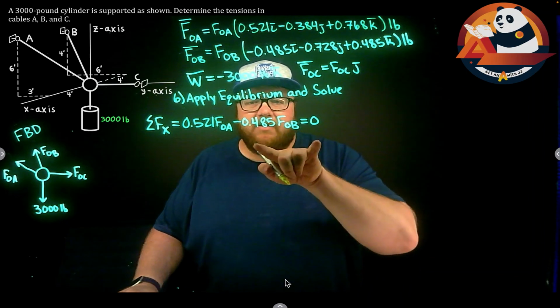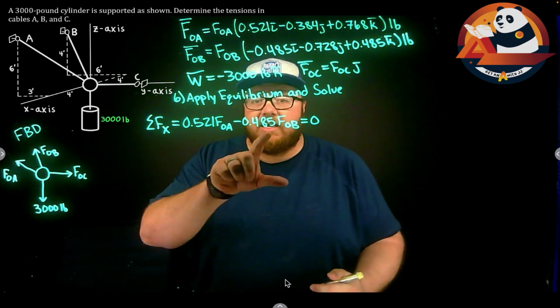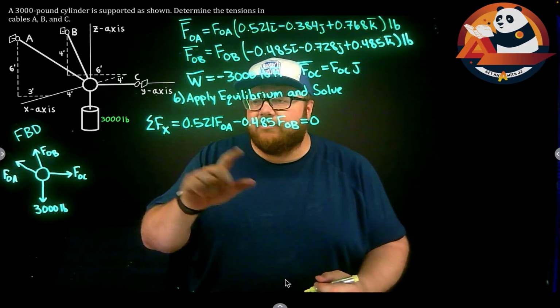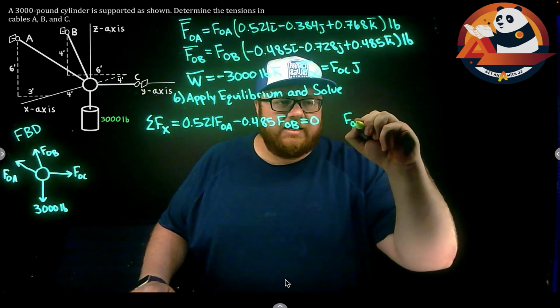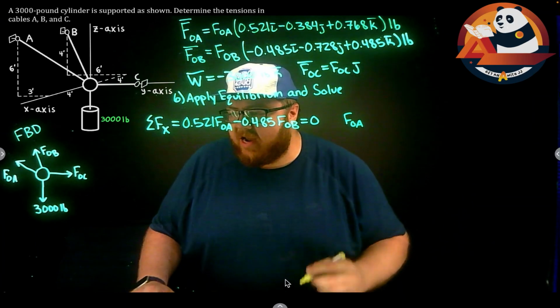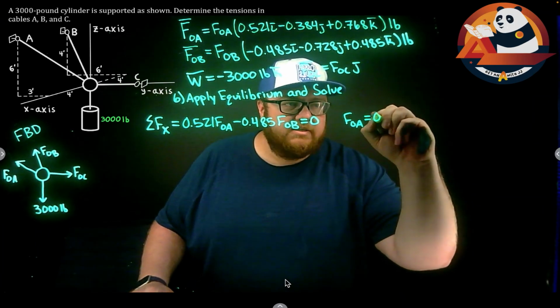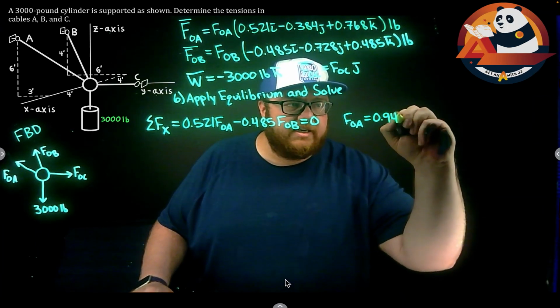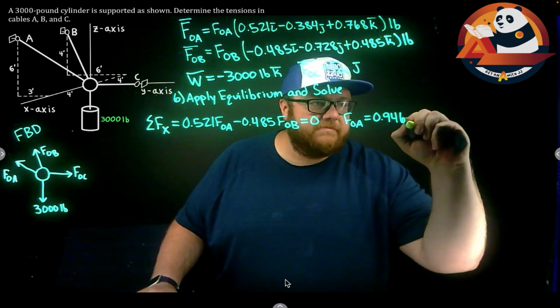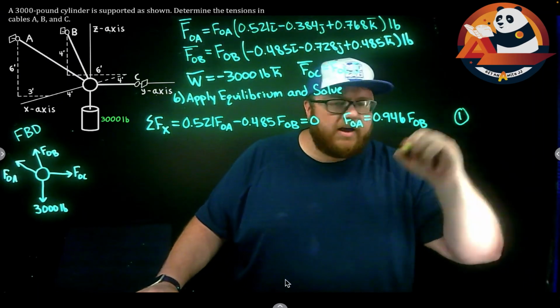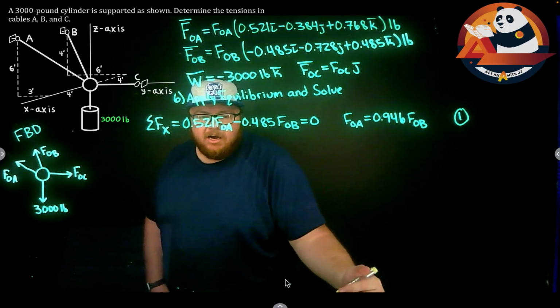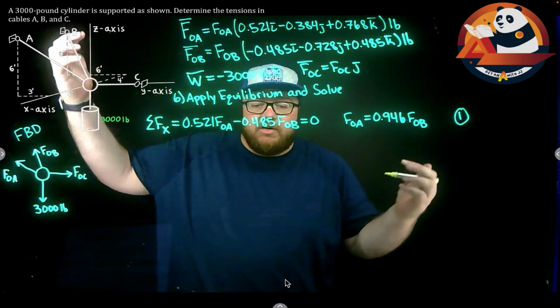I'm going to move my 0.485 FOB to the other side of the equation and divide through by 0.521. That'll get me an FOA equals statement. FOA equals 0.946 FOB. And that's as far as I can go. Let's call that equation 1. I'm kind of stuck there, so we can move on and do another equation.